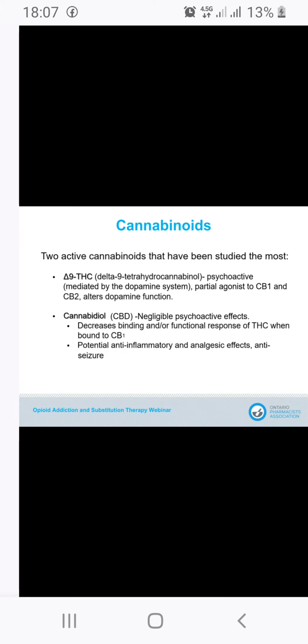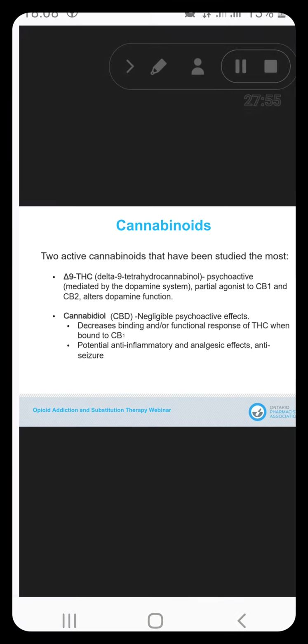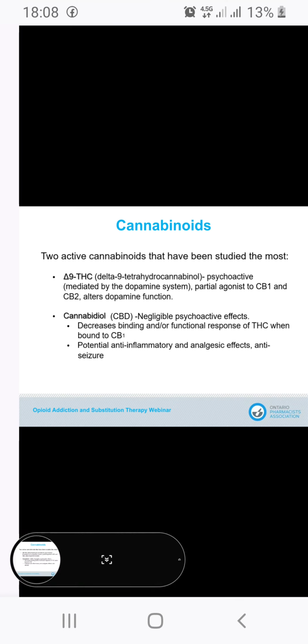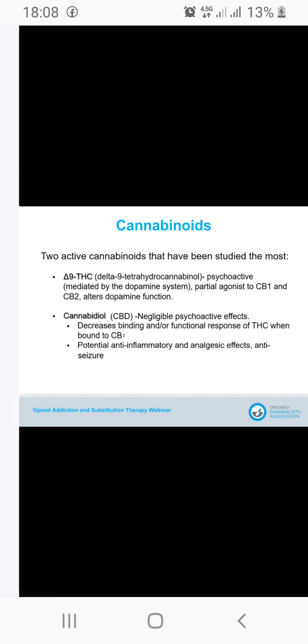So I alluded on the previous slide to 2 active cannabinoids that we have the most studies about, and that is THC, so delta-9 tetrahydrocannabinol, so 9-THC. This is where we have the psychoactive properties of the cannabis plant mediated through the dopamine system. It, again, like I mentioned, binds as a partial agonist to the CB1 receptor and some CB2, really altering that dopamine effect, creating some of those psychoactive effects. So that's probably the cannabinoid ingredient that increases the risk of addiction.